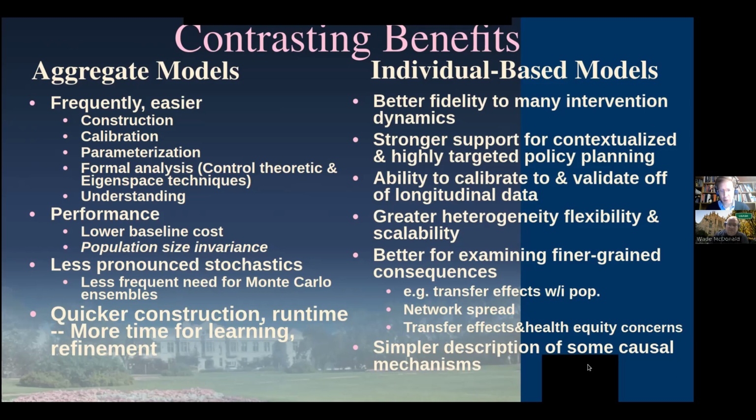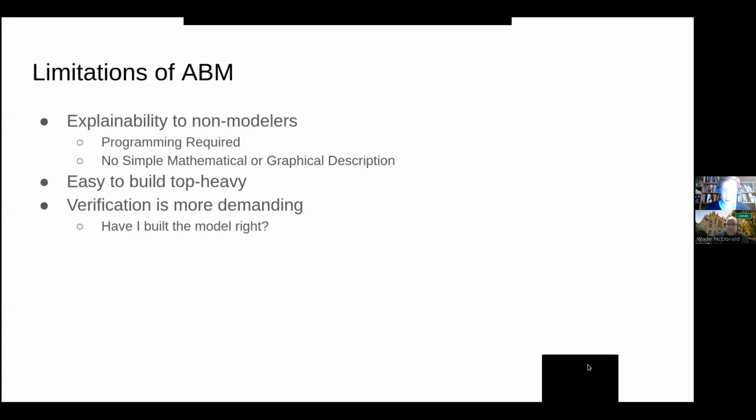And individual-based models, well, we might say aggregate models are often simpler. Some mechanisms can be simpler to describe in aggregate models. There are some key limitations, though. Explainability to non-modelers is currently a real challenge. In the current state of the art, there's considerable programming required to build a medium and a lot for building a really large agent-based model. And there's no simple, crisp mathematical or graphical description and language corresponding, say, to ordinary differential equations or stochastic differential equations for aggregate models.